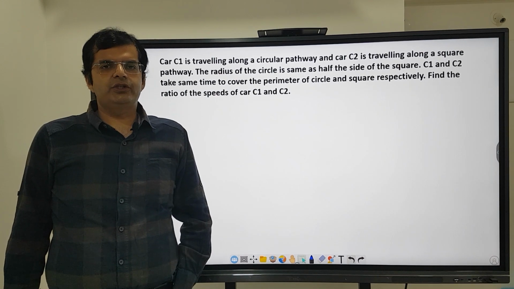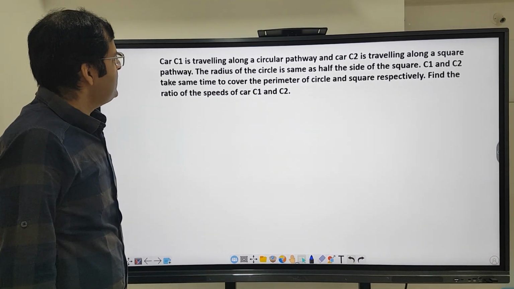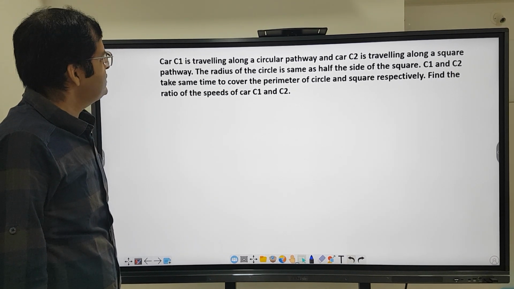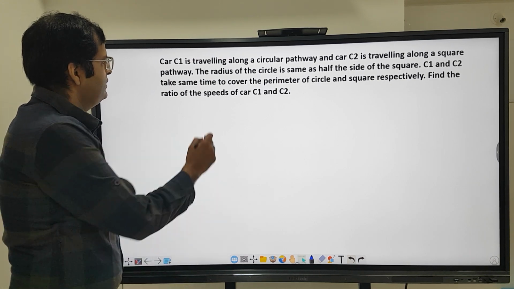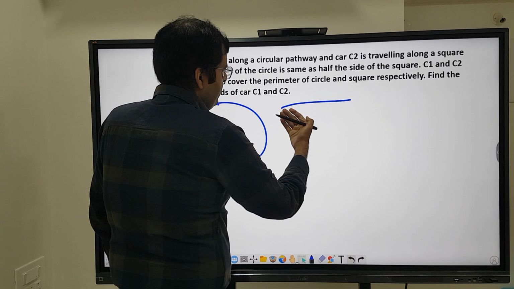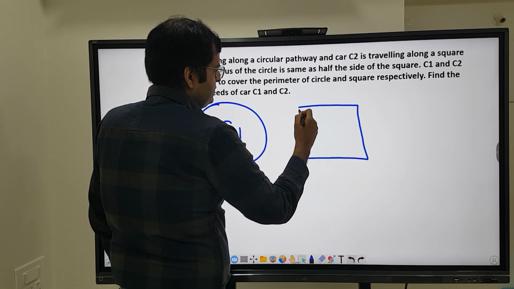So this is the 10th question of the time, speed, distance chapter. The question says car C1 is traveling around a circular pathway and car C2 is traveling along a square pathway.